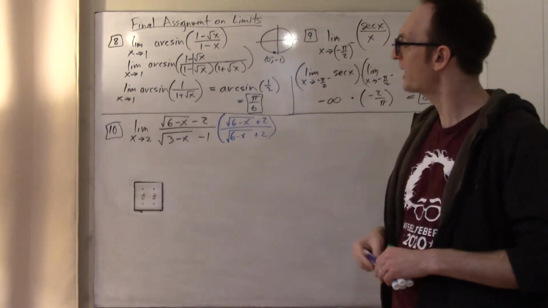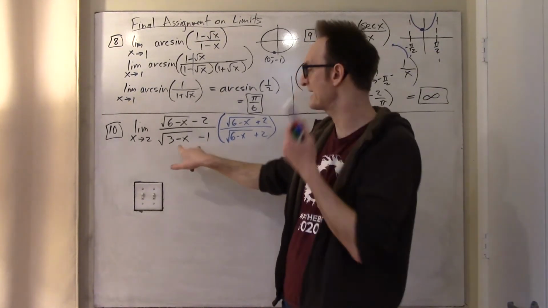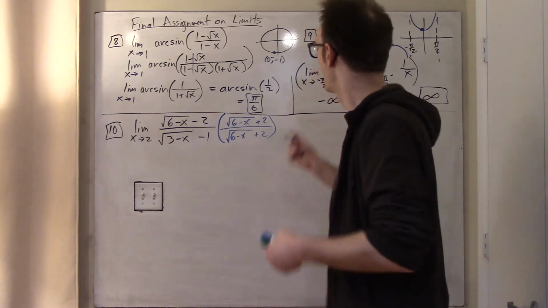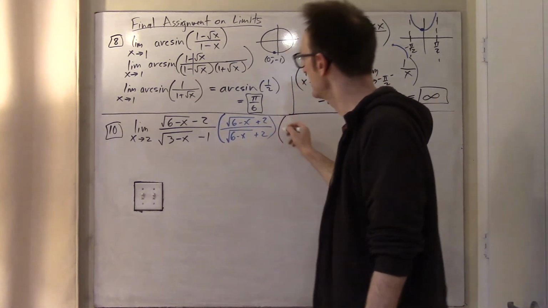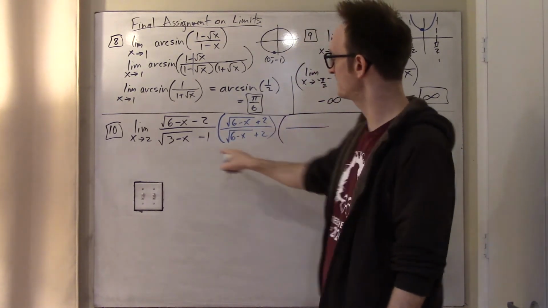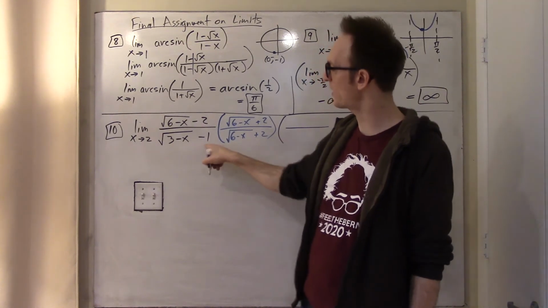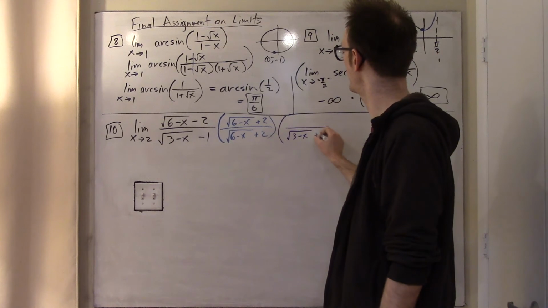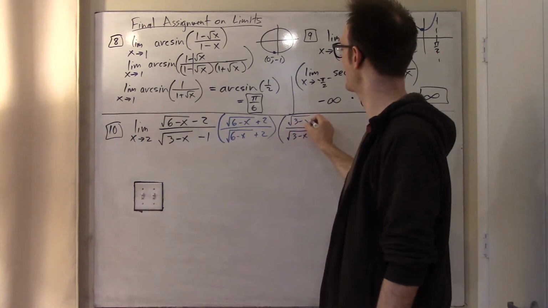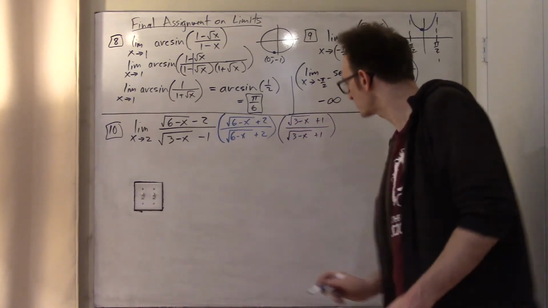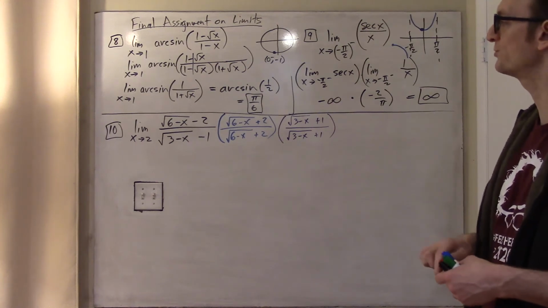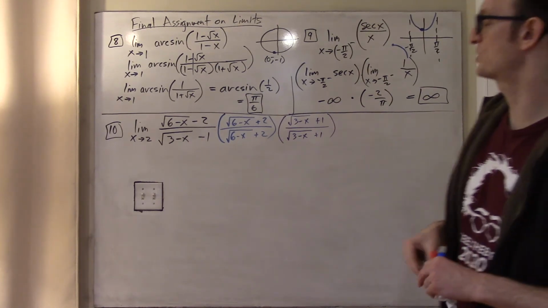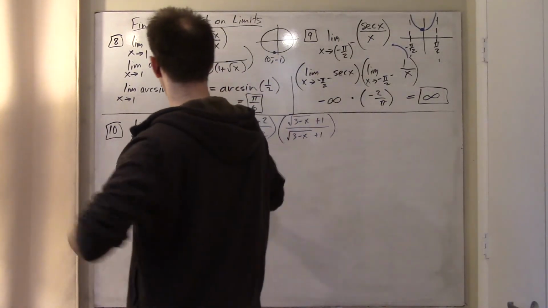And okay, but I also need to know how tiny the difference is between root 3 minus x and 1. Well, the only way I'm going to be able to do that is to find out how tiny the difference is between the square of that and the square of that. In other words, I need to multiply by root 3 minus x plus 1 over root 3 minus x plus 1. Alright, once you think to do that, once you're bold enough to try that, then I think the rest of the problem is just okay. You just have to keep track of what's going on.